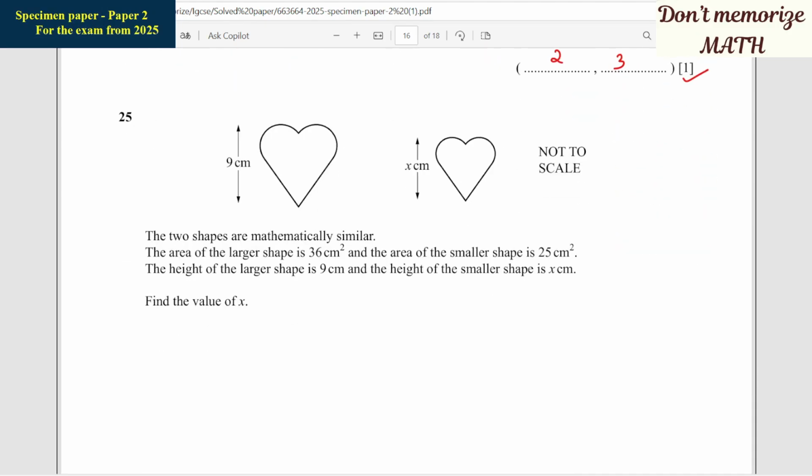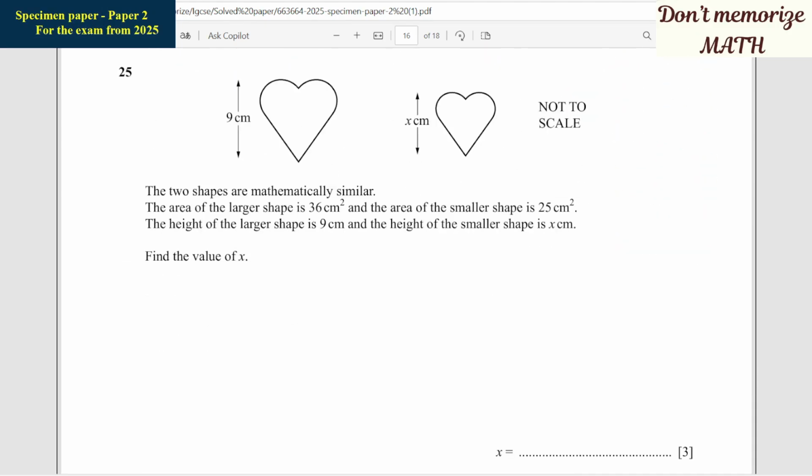And we'll move to question number 25. Yes, the two shapes are mathematically similar. The area of the largest shape is 36. I'm writing here 36. And the area of the smaller shape is 25 centimeter square. Then the height of the largest shape is 9 and the height of the smaller shape is x. Find the value of x.